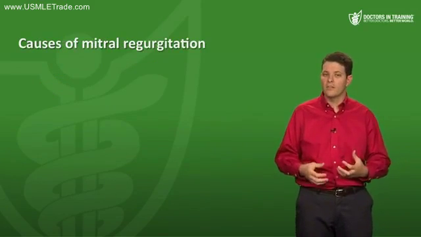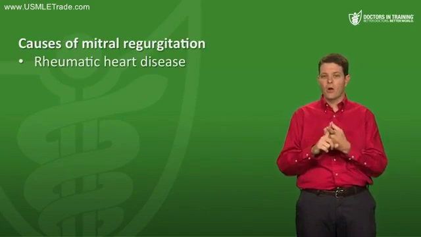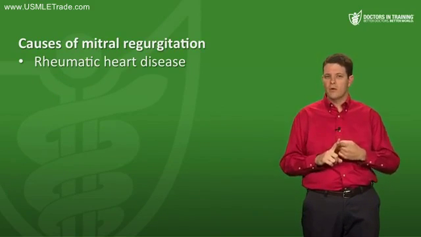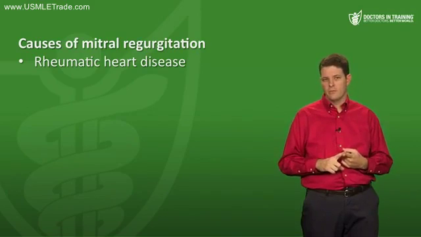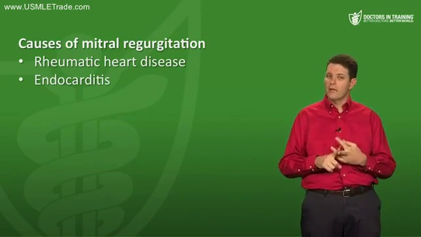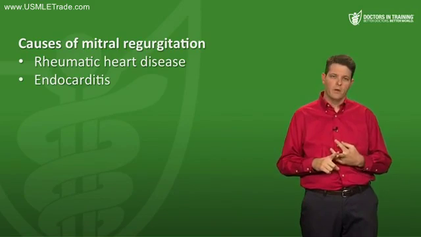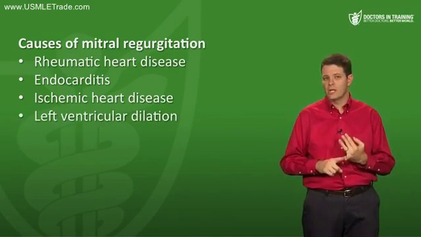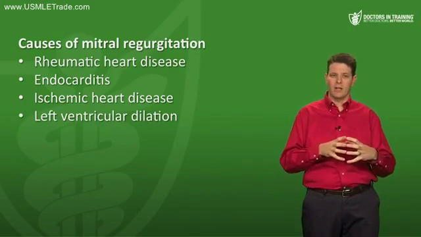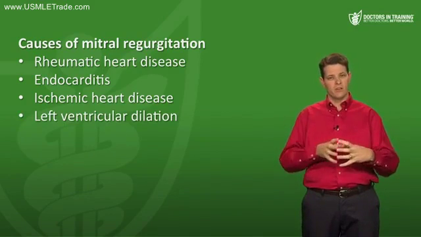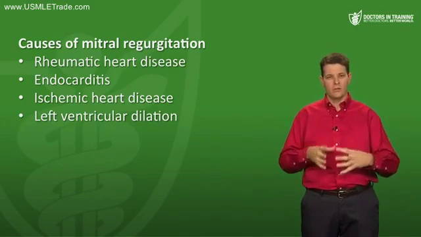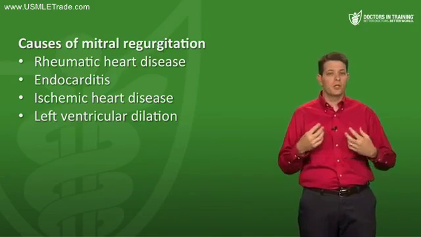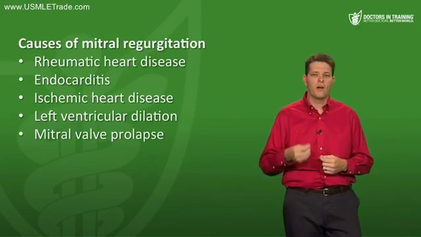So what are the causes of mitral regurgitation? So rheumatic heart disease is by far the most common cause. The valve that's affected most frequently by rheumatic fever is the mitral valve. Endocarditis can also damage the valve and cause mitral regurgitation. Mitral regurgitation can be due to ischemic heart disease or left ventricular dilation. So if the heart dilates, you can imagine how that might cause some separation between the valve leaflets. They're just being pulled apart by that dilated heart so that they're not closing properly, and then blood can leak back through. And then mitral regurgitation can also be associated with mitral valve prolapse.